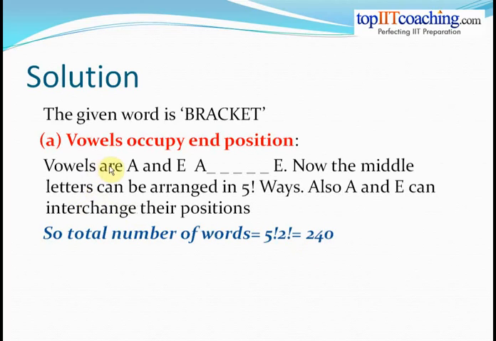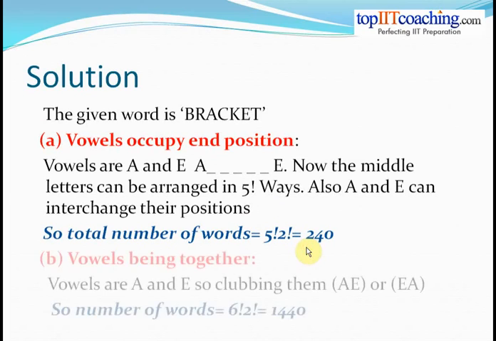Once again, the two vowels are A and E, and they have to occupy the end positions. The middle 5 letters can be arranged among themselves in 5 factorial ways. Also we can say that A and E can interchange their positions, so that the number of ways is 2. So the total number of words becomes 5 factorial into 2 factorial, and that is equal to 240.